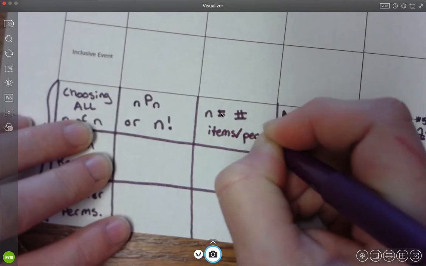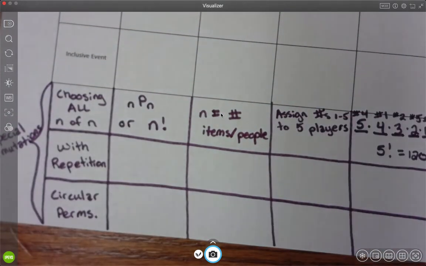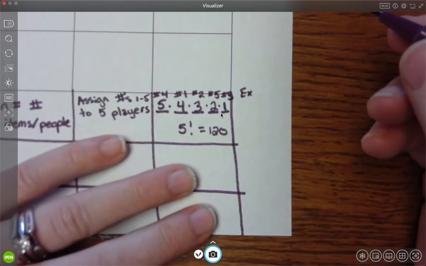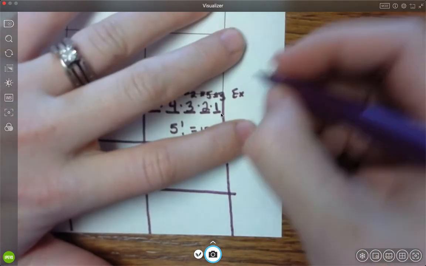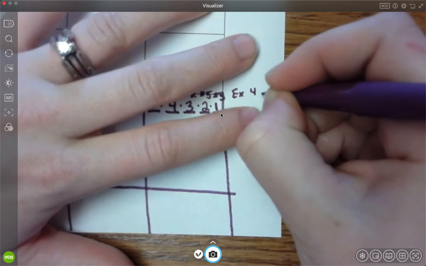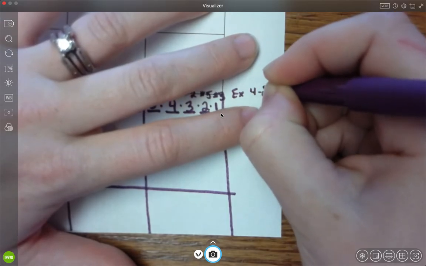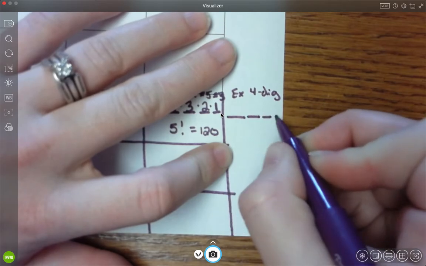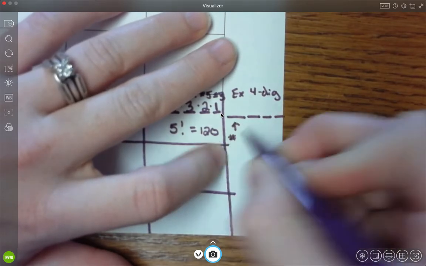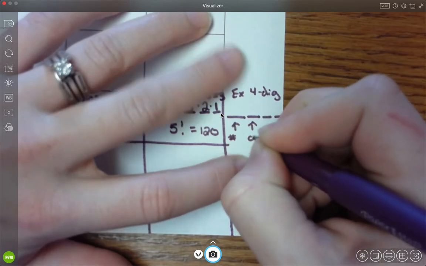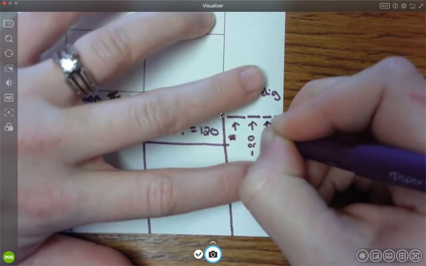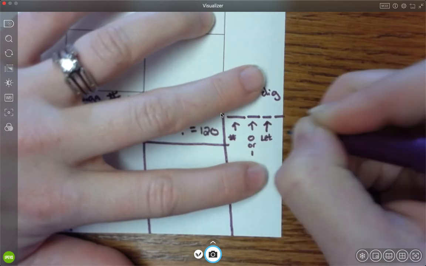I'm going to do one more example of this off to the side over here where we have, let's say, a 4-digit code. This one has to be a number. This one has to be 0 or 1. This one is a letter, and this one is a number.